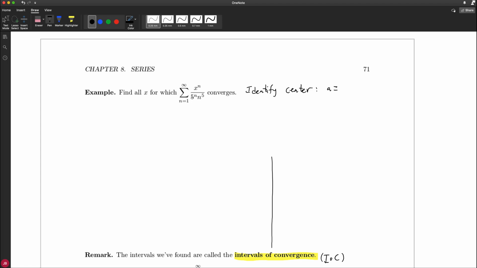All right, let's look at this one. Where do we think this one is centered? Well, it's just an x to the n, right? So I think this is centered at a equals 0. Okay, so let's see here. We got to apply ratio test. So we're going to get x to the n plus 1 over 5 to the n plus 1 times quantity n plus 1 to the 5th. And then flip and multiply where you just read it as you see it.